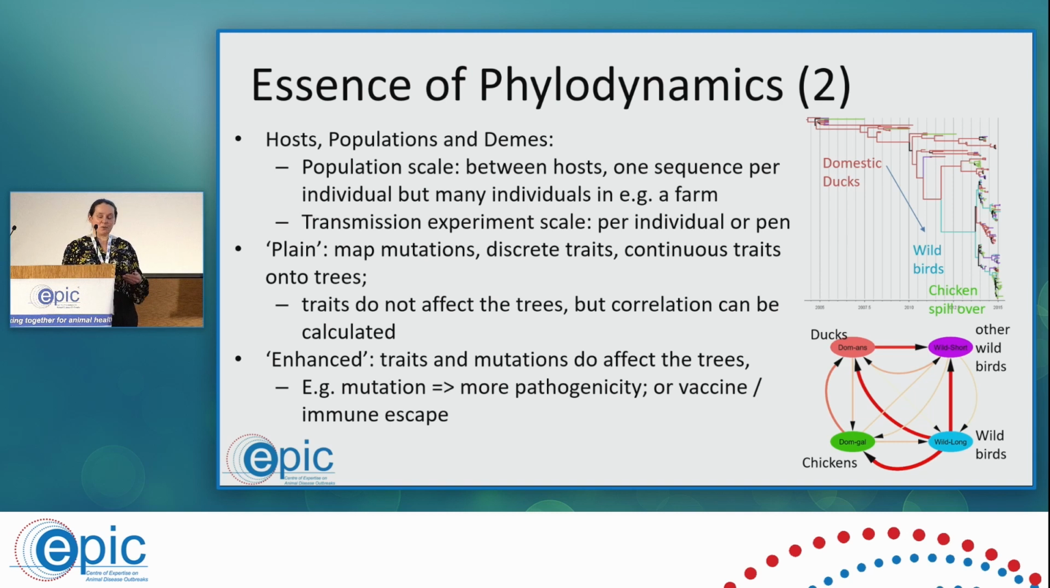So you have the picture on the top right there, a phylogenetic tree. It's an avian influenza tree. It's coloured by bird type.